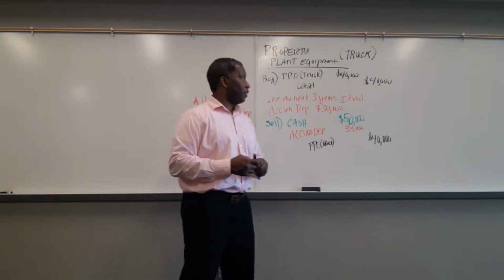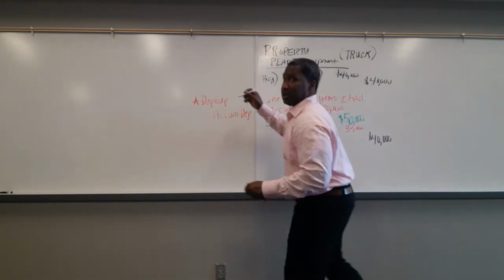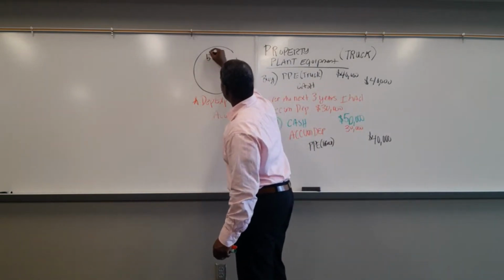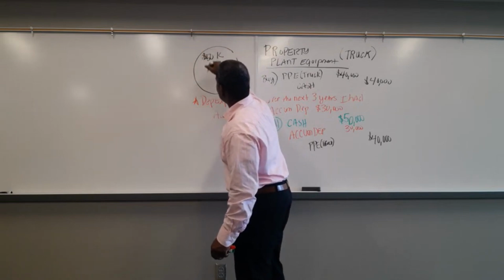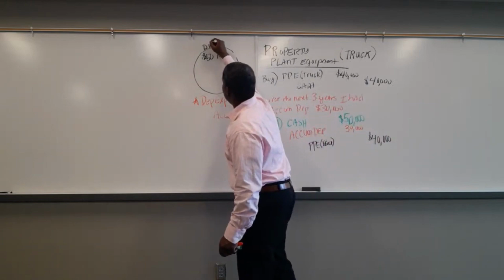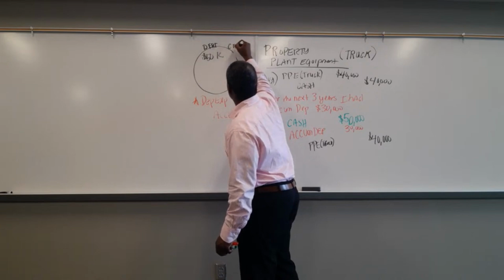Let's think about what we have here. I have a $50,000 truck. Well, yeah, right here I have $50,000 on my debits. This is my debit side, and this is my credit side.